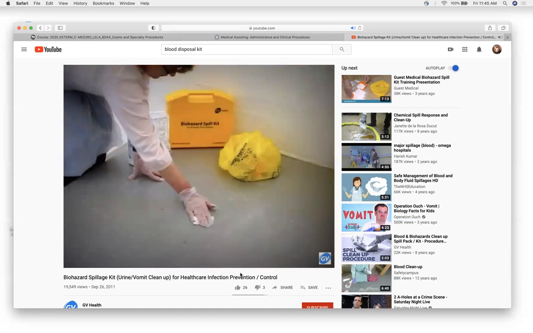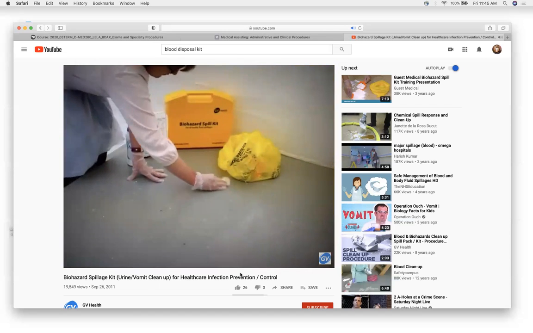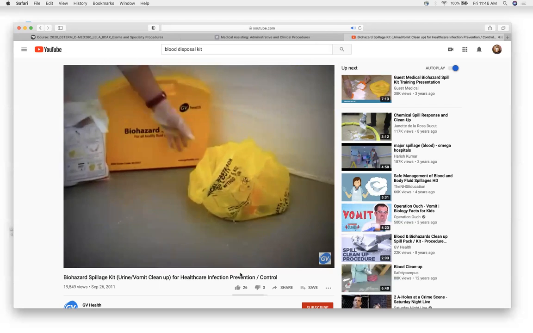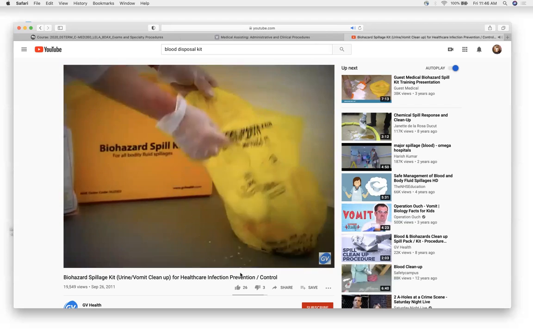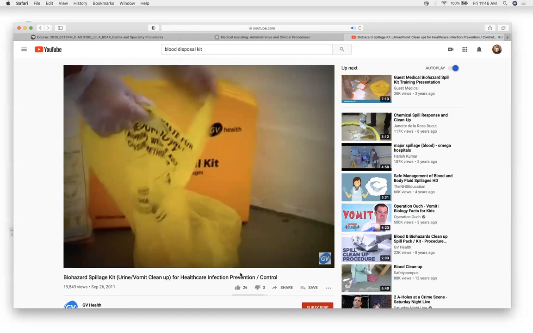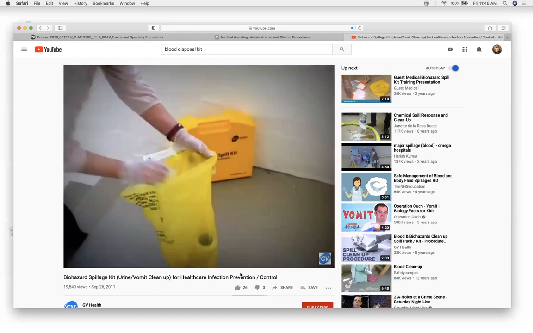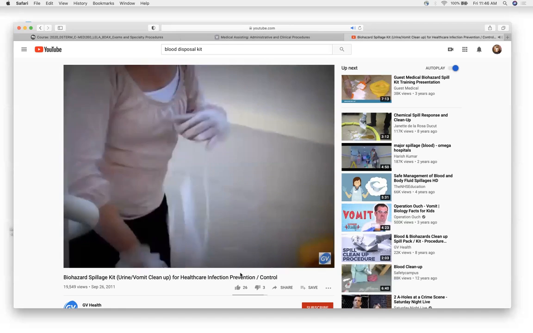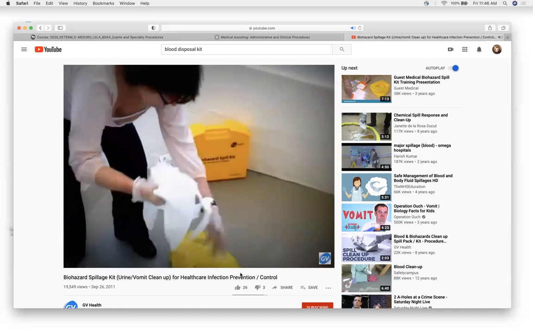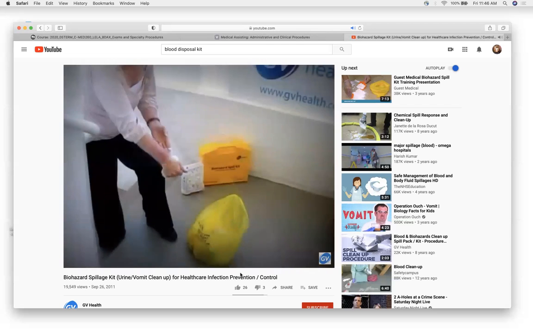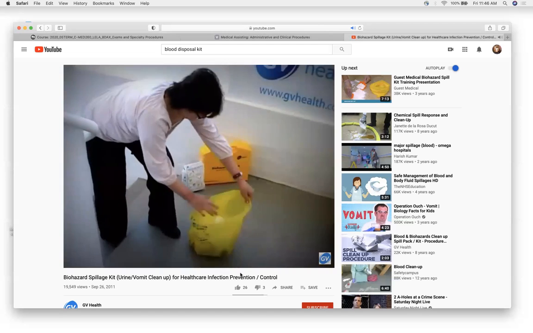Then we'll deal with whatever else is left over. It's like wipes or spray. And like I stated, even after you use the kit, I like taking the 10% bleach solution. So 10% bleach solution is one part bleach, nine parts water. I just spray it over and then wipe it down, because 10% bleach is the universal.